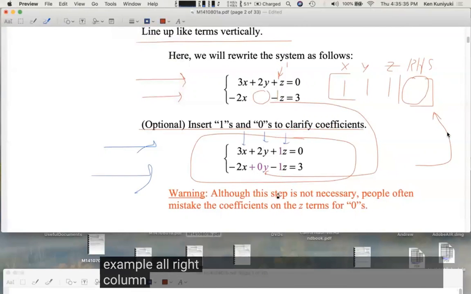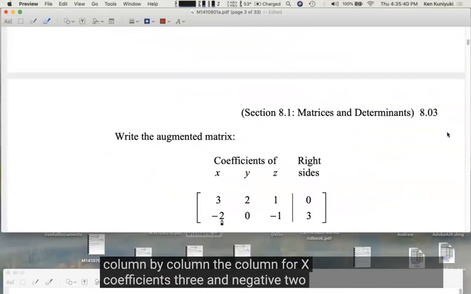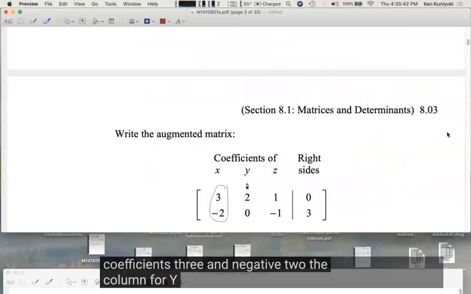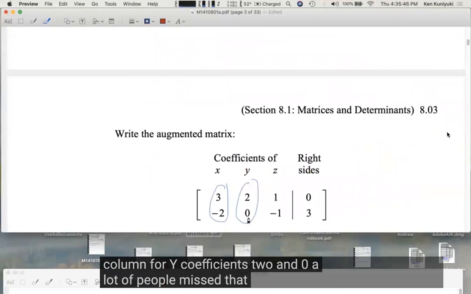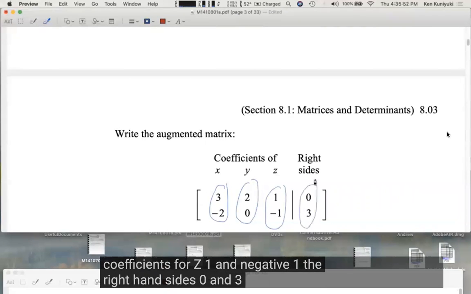All right, column by column. The column for x coefficients, 3 and negative 2. The column for y coefficients, 2 and 0. A lot of people miss that. The coefficients for z, 1 and negative 1. The right-hand sides, 0 and 3.